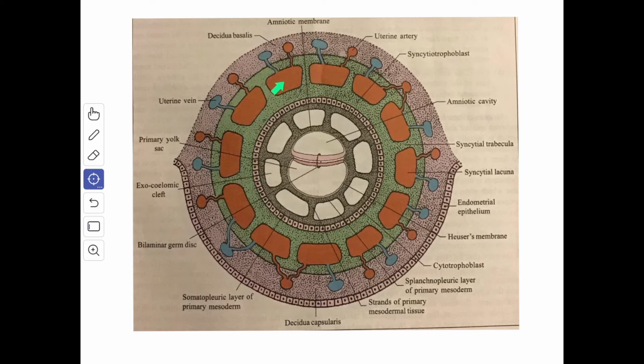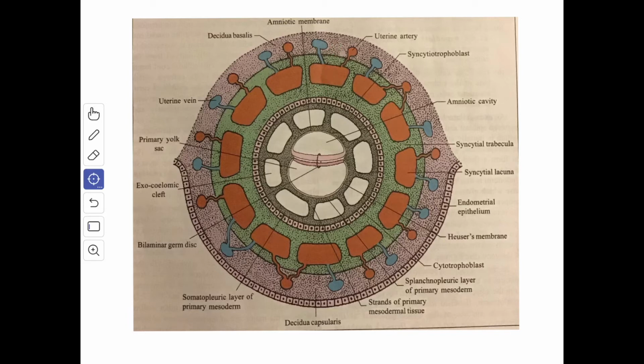The lacunae enlarge around the entire blastocyst, but more so at the embryonic pole, and they erode the spiral branches of the endometrial arteries and the veins. Erosion of the veins takes place earlier than the arteries. As a result, the lacunae are now filled with the maternal blood, establishing the uteroplacental circulation.